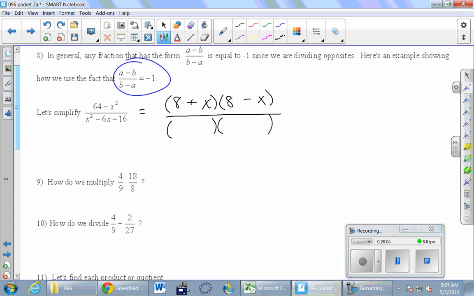It's not wrong to bring that minus x squared to the front, but you don't need to. Not if it's a difference of two squares.